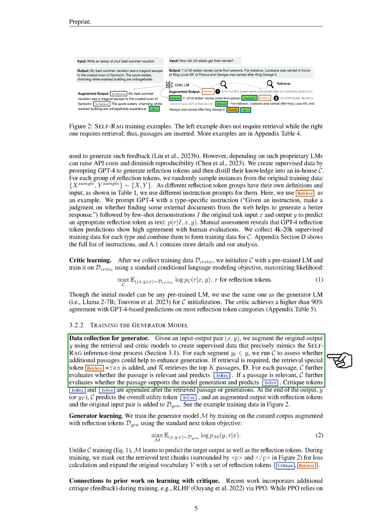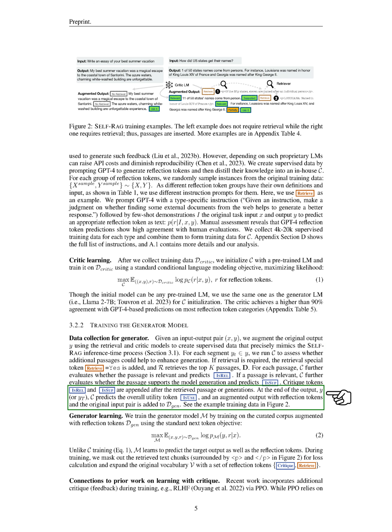The critic model then assesses the relevance of each passage and predicts whether the passage supports the model's generation. Tokens indicating relevance and support are added after the retrieved passage or generations. Finally, the critic model predicts the overall utility token, and the augmented output with reflection tokens and the original input pair is added to the generator's training data.